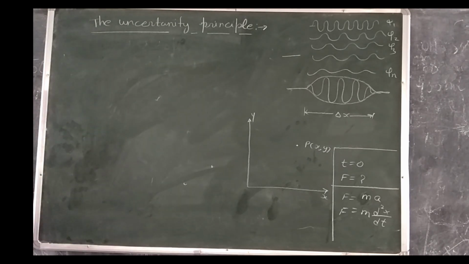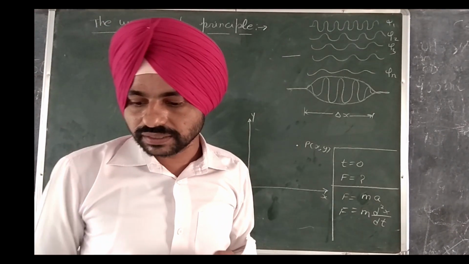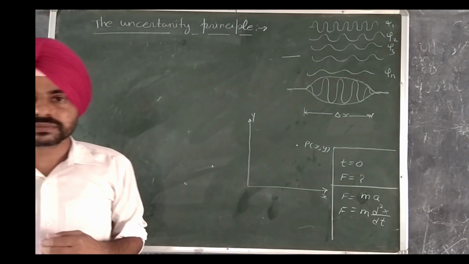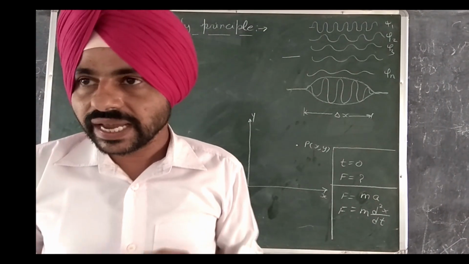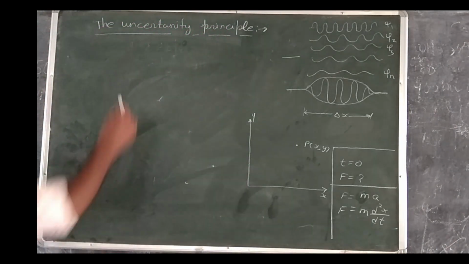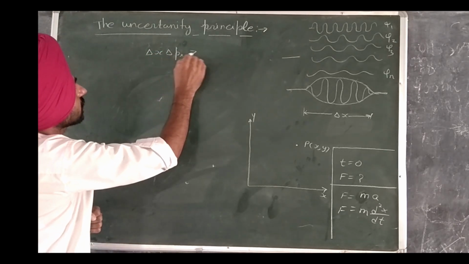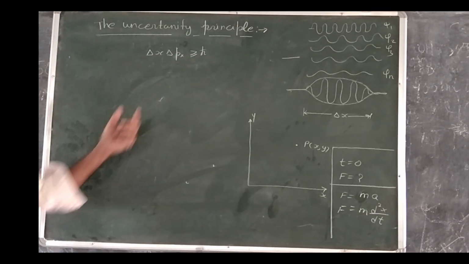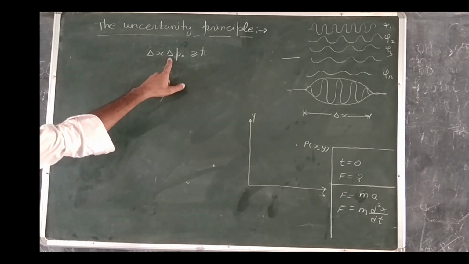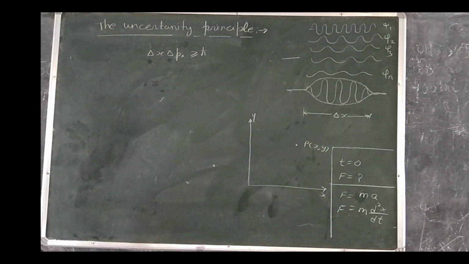According to this principle, it is impossible to measure both the position and momentum of the particle simultaneously. Or you can say it is impossible to measure simultaneously and precisely both the position and momentum of a particle. You can write this statement as delta x delta px is greater than or equal to h cut, where delta px is the uncertainty in the x component of the momentum, and delta x represents the uncertainty in the position of the particle.